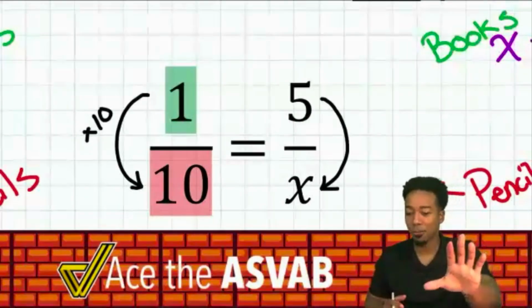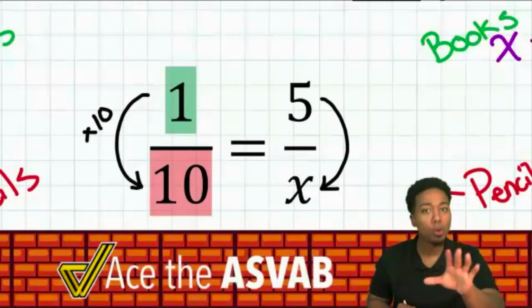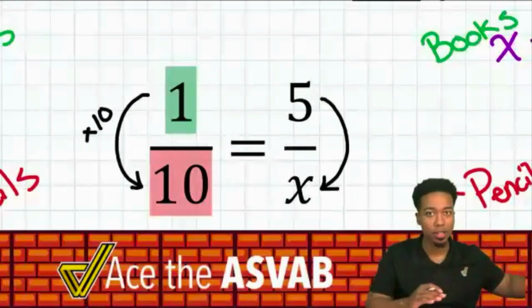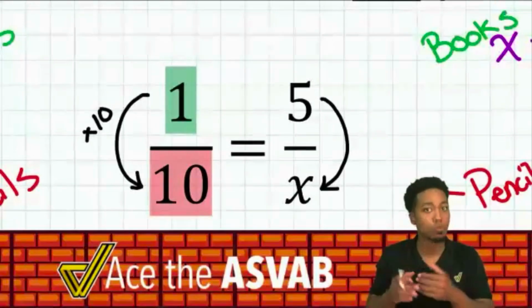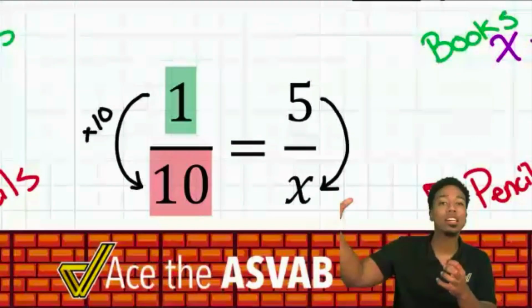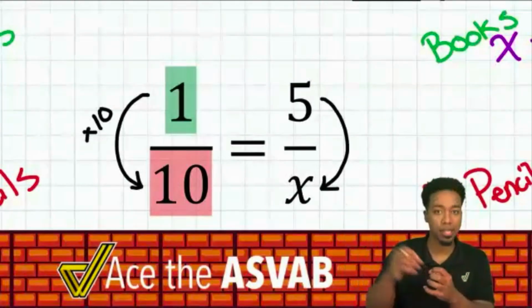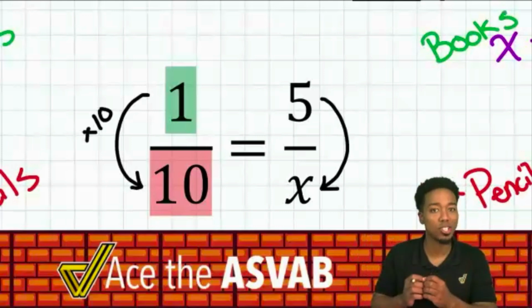So yeah, just to clarify that, ratios are multiplicative comparisons, not adding and subtracting, but multiplication and division. That's what makes it a ratio, scaling up, scaling down. Scaling is the idea, multiplication and division.